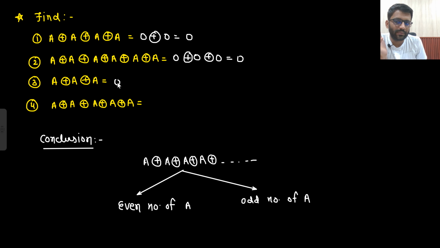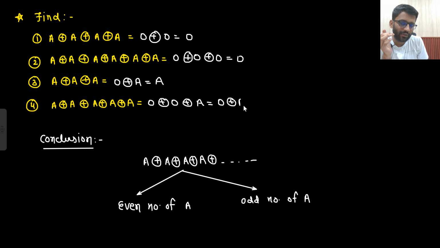A XOR A is 0. And then XOR with A. So A XOR 0 will be A only. Initially A XOR A is 0, then another A XOR A is 0, and 0 XOR 0 is 0. And then XOR with A. A XOR 0 is A. So if odd number of A's are there, answer is A. That's why it is known as odd number of ones detector. So A XOR A XOR A, in that manner it will go. If there are even number of A's, answer will be 0. If there are odd number of A's, answer will be A.